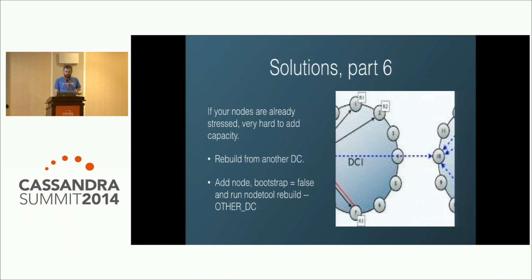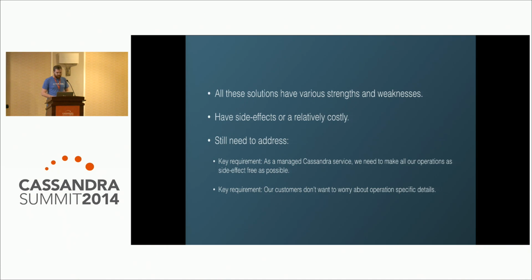So there are a few options that you have. Unfortunately, all these solutions have various strengths and weaknesses. They either have side effects or they're relatively costly. For example, with the other data center, quite a lot of our customers are small startups. They don't have the cash to pay for another data center. Obviously there are some availability issues, but they like to rely on Amazon's availability zones. You can judge whether that's sane or not on your own.